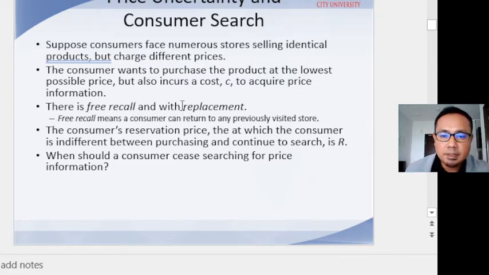So the consumer wants to purchase the product at the lowest price possible, but also incurs a cost to acquire price information. That's the cost of consumer search. There is free recall with replacement. Free recall means a consumer can return to any previously visited store. Then the consumer's reservation price, at which the consumer is indifferent between purchasing and continuing to search, we denote as R.